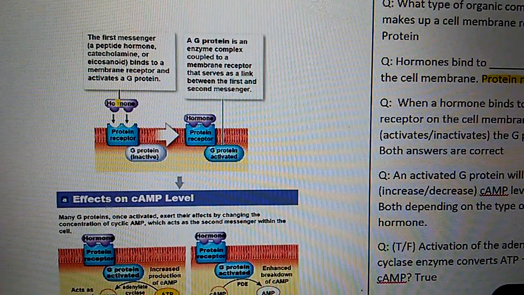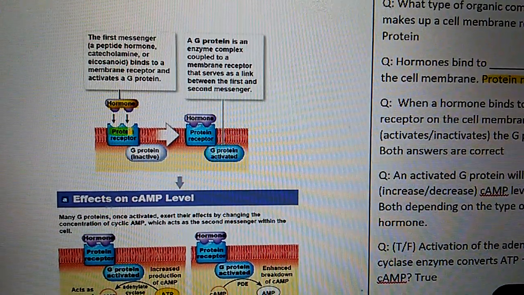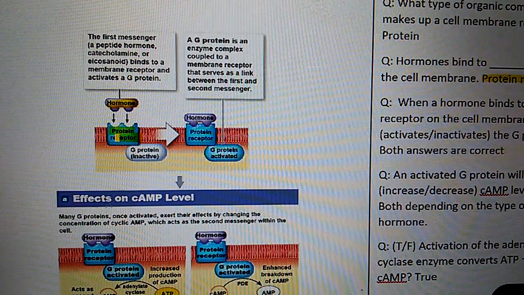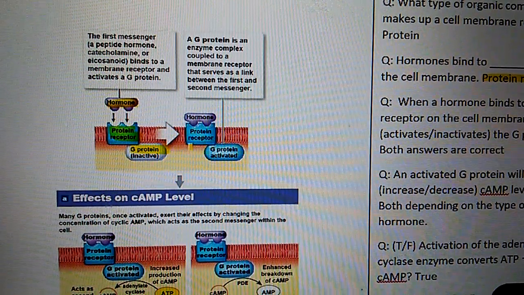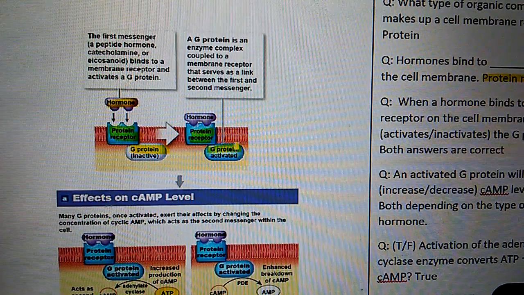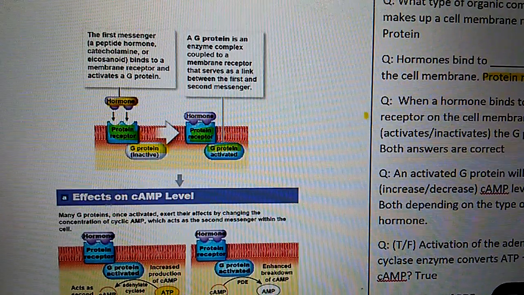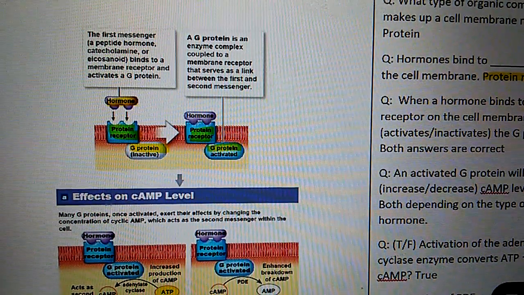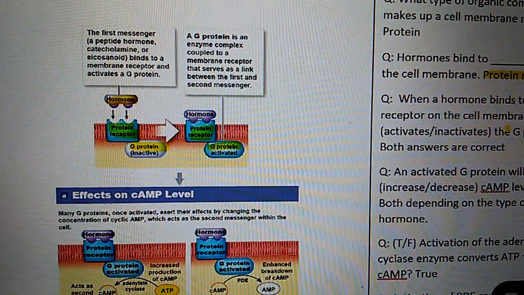The first hormone binds to a what? Protein receptor. The protein receptor activates a what? G protein. What links the first messenger to the second messenger? G protein. When a hormone binds to the receptor on the cell membrane, it both activates and inactivates the G protein.